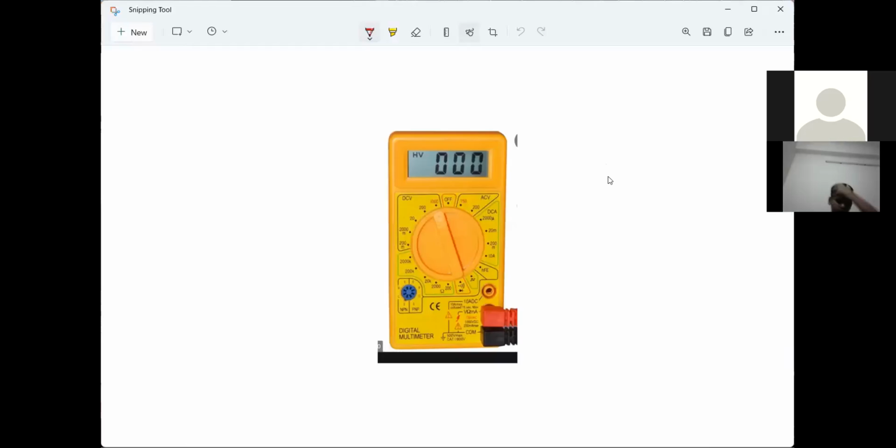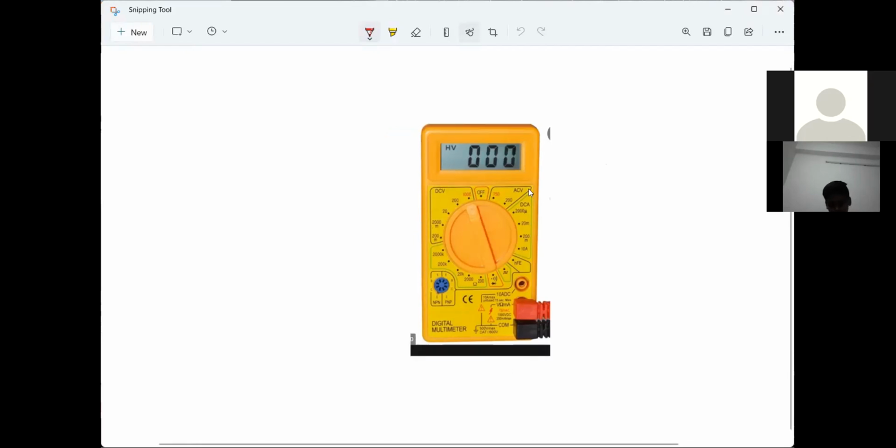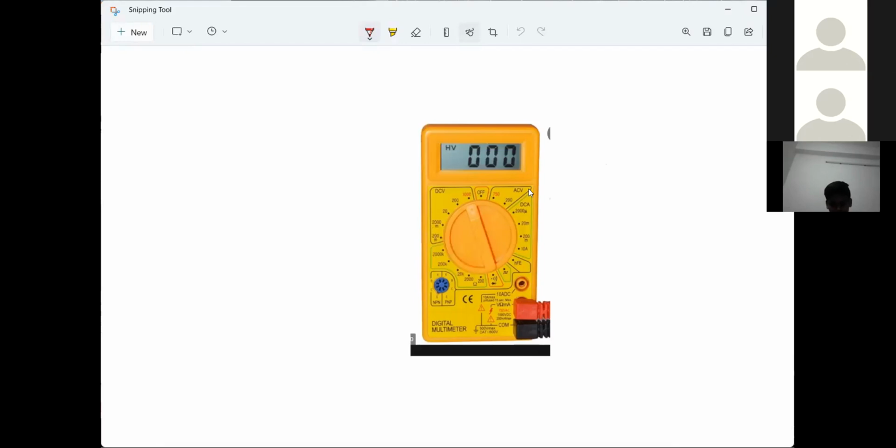Okay, like this. It will be like this. Yes, sir. Sir, what is the difference between voltage and current? Sir, I think that the ammeter tells in ampere and the voltmeter in volts. Exactly.